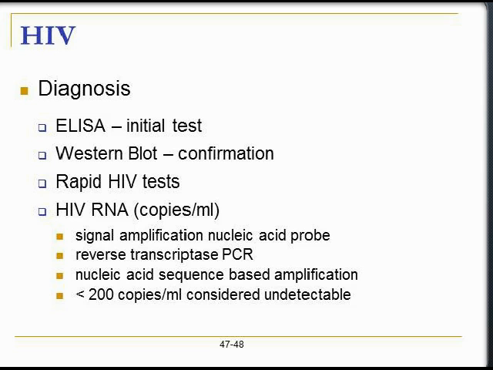So a little about diagnosis of HIV, and this is located on page 48. The gold standard is now ELISA as the initial test, and then Western blot as the confirmation. However, there are a lot of rapid HIV tests. I have them listed there on page 48 if you want to read through those.